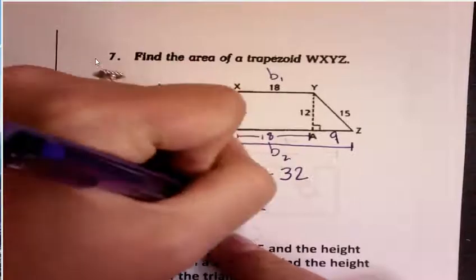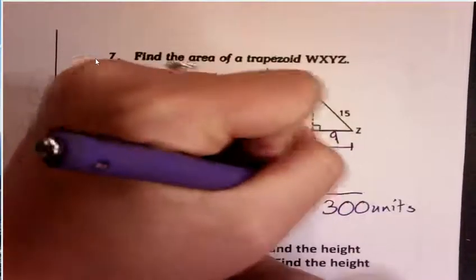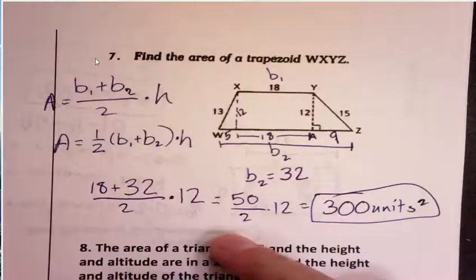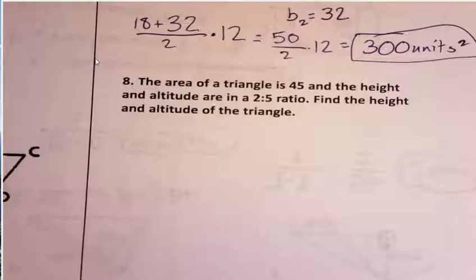Alright, we've got 50 divided by 2 times 12, and you get 300 units squared. You've got a couple options with this. You can use the trapezoid formula, or if you want, you can split it up and have 2 triangles and 1 rectangle and add them all together. Whatever you prefer. But no matter what, you will have to find the 5, the 9, and the 18 and find that base. So none of that changes.